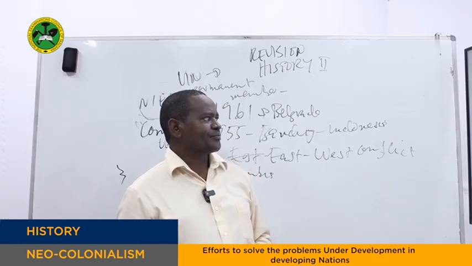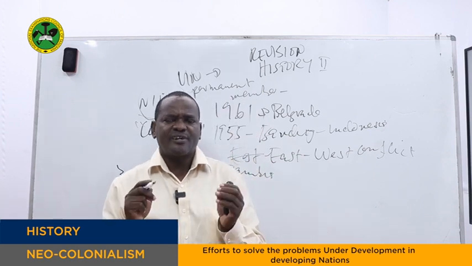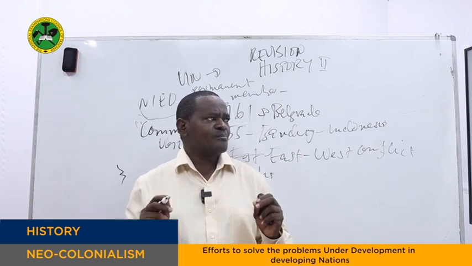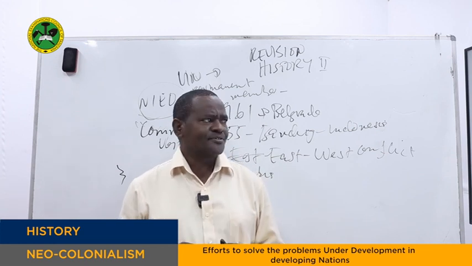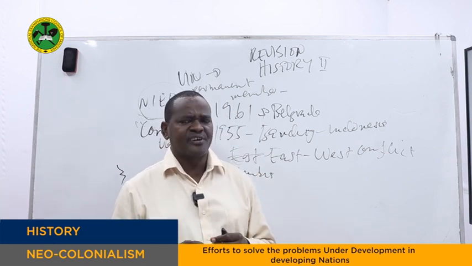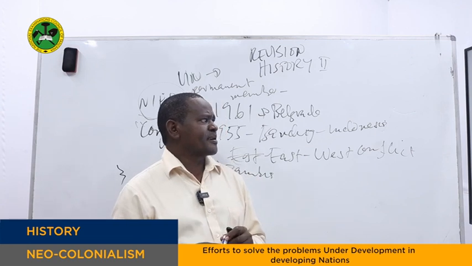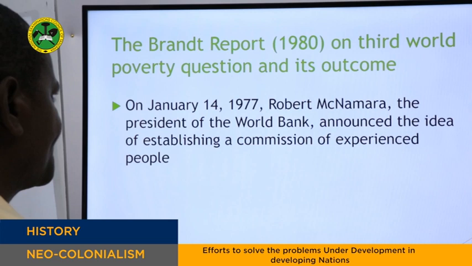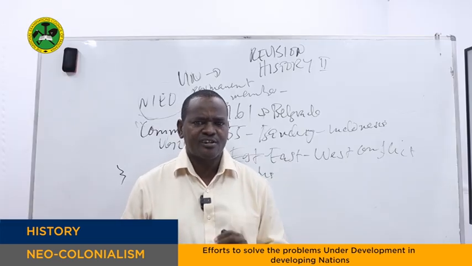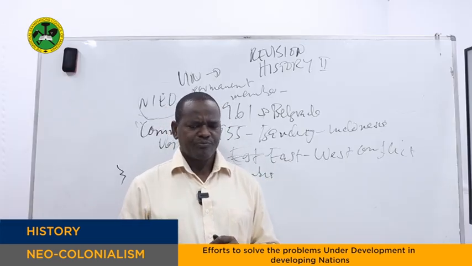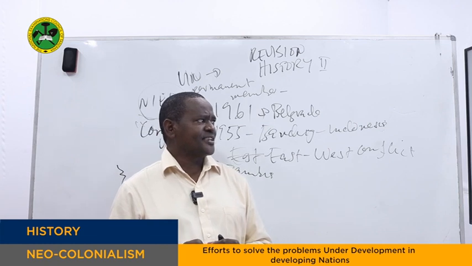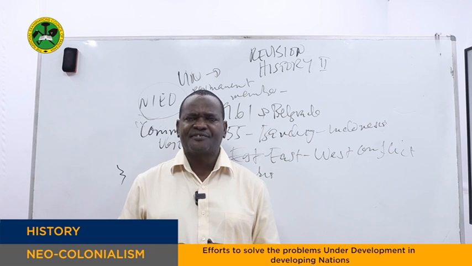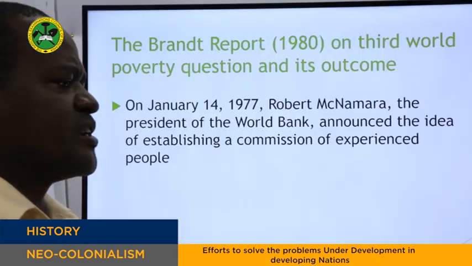So, my dear students, after we have talked about the contribution of the non-aligned movement to solve the problem of underdevelopment, let's now go to the second very important part, and this is the Brandt report of 1980 on third world poverty question and its outcome. We are talking of the Brandt report. What is this? The Brandt report is the report which was prepared and written by the former Chancellor of West Germany, who was called Willy Brandt.